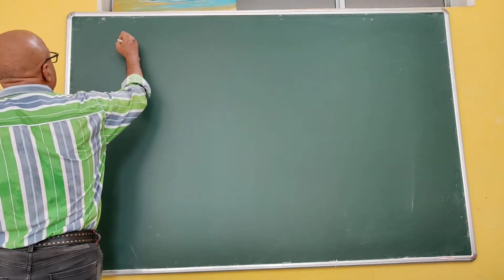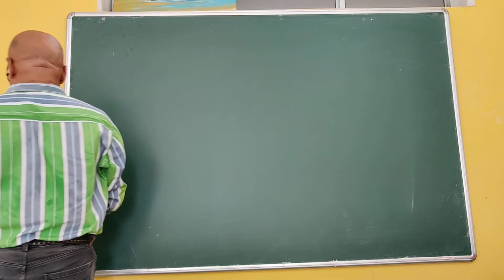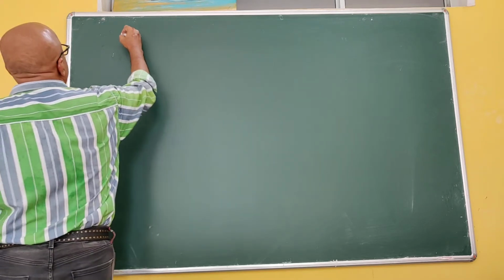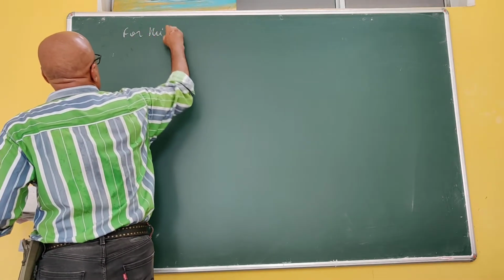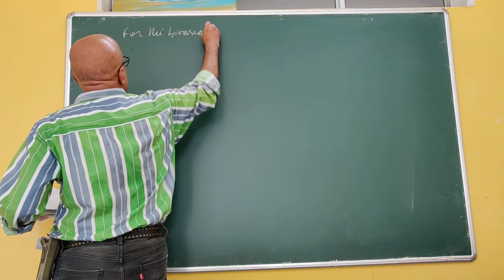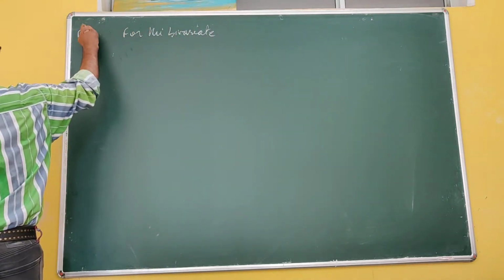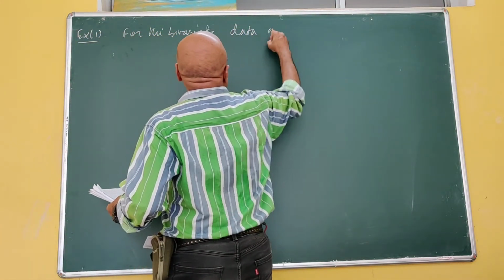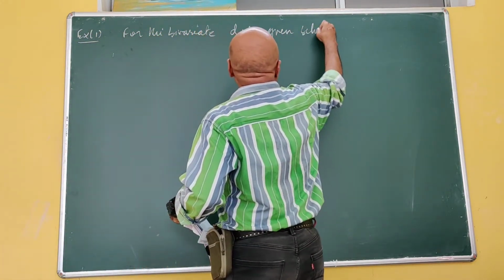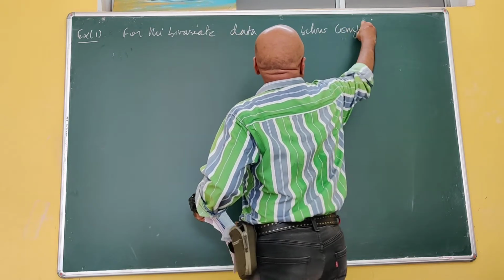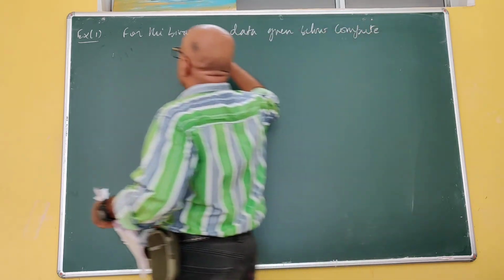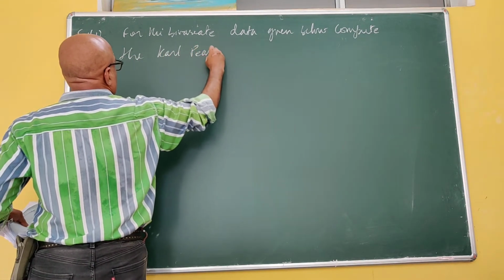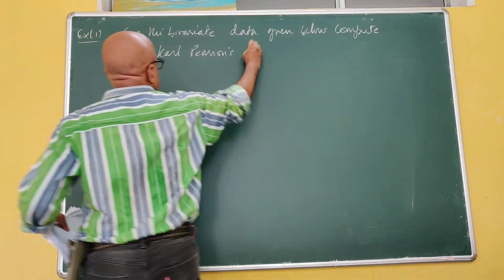So, compute, for the bivariate data given below, the Karl Pearson's coefficient of correlation.